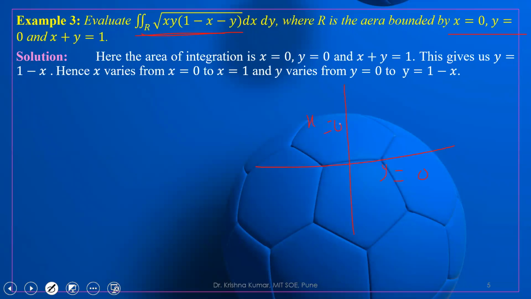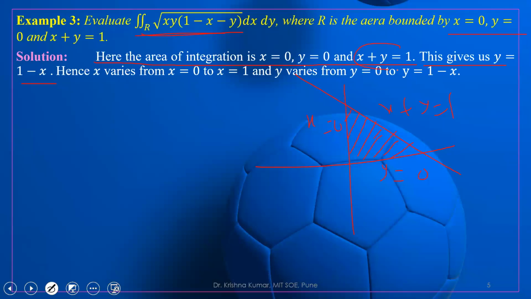And this is the line x plus y equal to 1. Okay. So now here, this is the area of integration. Here the area of integration is bounded by x equal to 0, y equal to 0 and x plus y equal to 1. This gives us y is equal to 1.